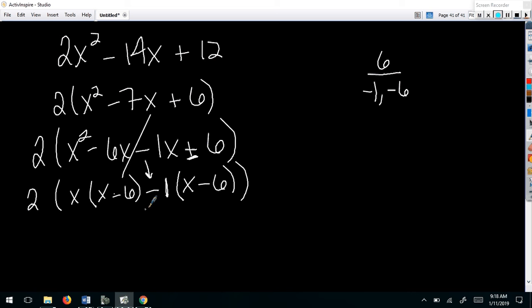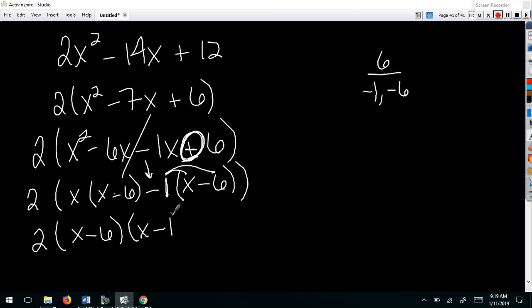When that middle sign is negative, it forces that last sign to change, because really you're factoring out a -1. Remember, the goal is when you distribute, you come back to what you started with. So if I had a plus in the middle, I'd have -6 here. That's the tricky part: when the middle sign is minus, it changes the last sign. So now finish factoring it. What's the common factor here? X minus 6. X minus 1.